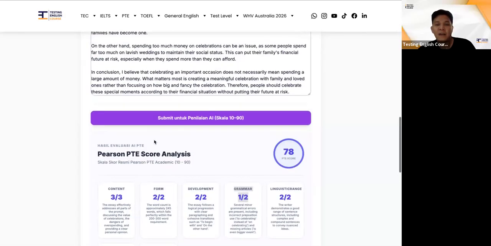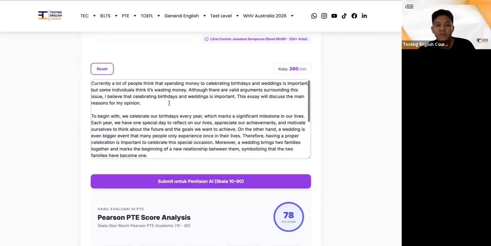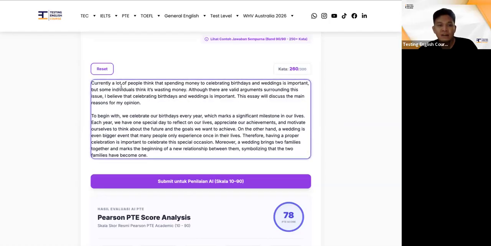Apakah benar compound, kompleks dan lain digunakan secara terstruktur? Kita akan coba lihat. Currently, punctuation nggak dikoreksi oleh PTE. That spending money on celebrating birthdays and wedding is nice. Ini grammarnya bagus. Is, karena kalau Miss bilang are salah, karena topiknya adalah spending money.